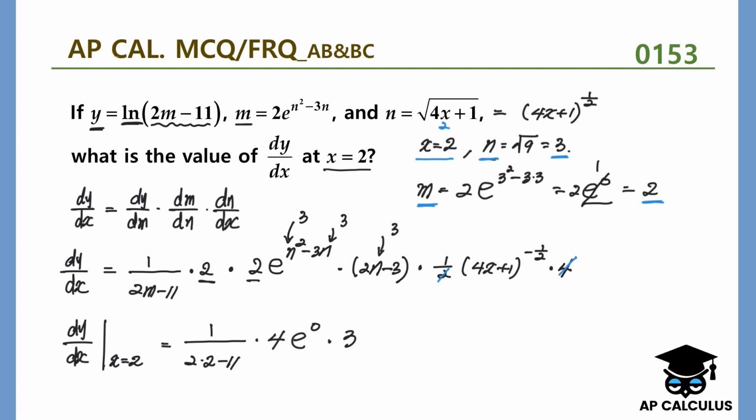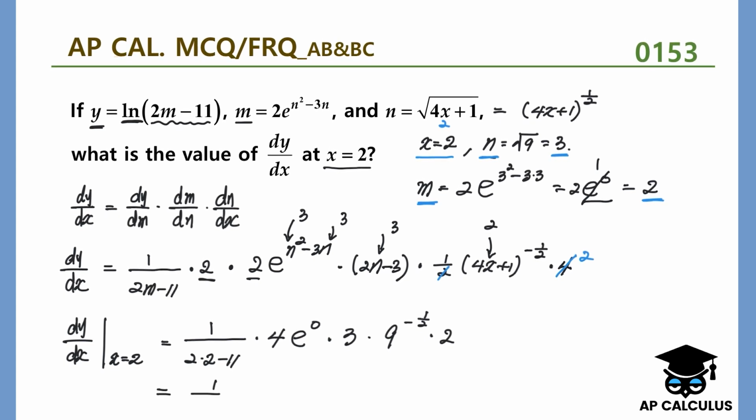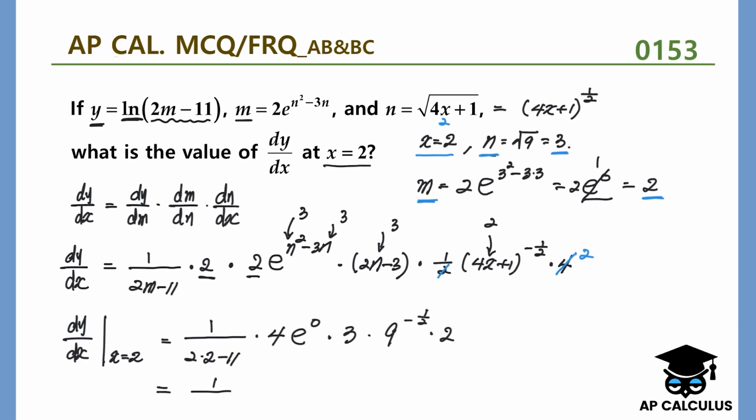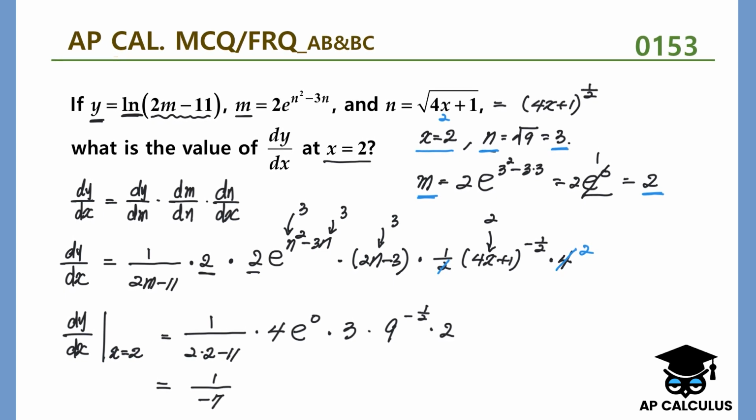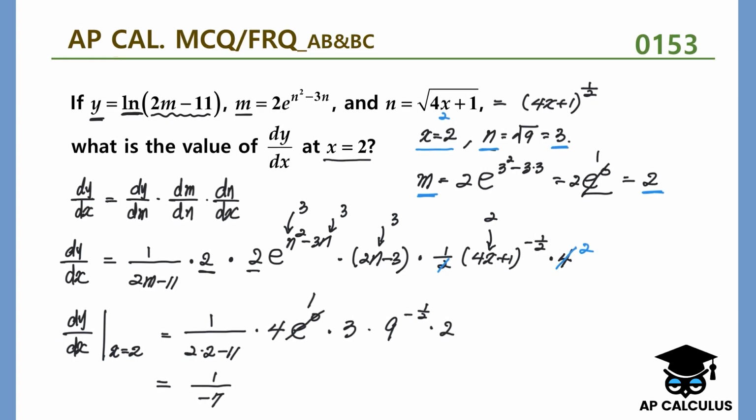Here we have 1/2 times 4. So I'm going to simplify this. So I'm going to substitute 2 for x. Right? So 8 plus 1, that's 9. 9 to the power of negative 1 over 2 times 2. Right? So that's 1 over 4 minus 11, that's negative 7, right? Negative 7. Here, 4 times e to the 0, that's 1. So 4, 3, 2. 4 times 3, 12. 12 times 2, that's 24.